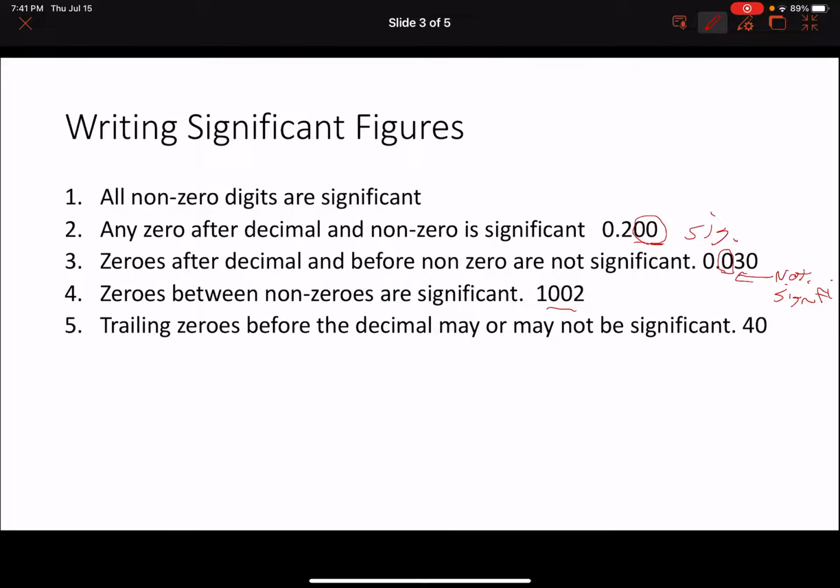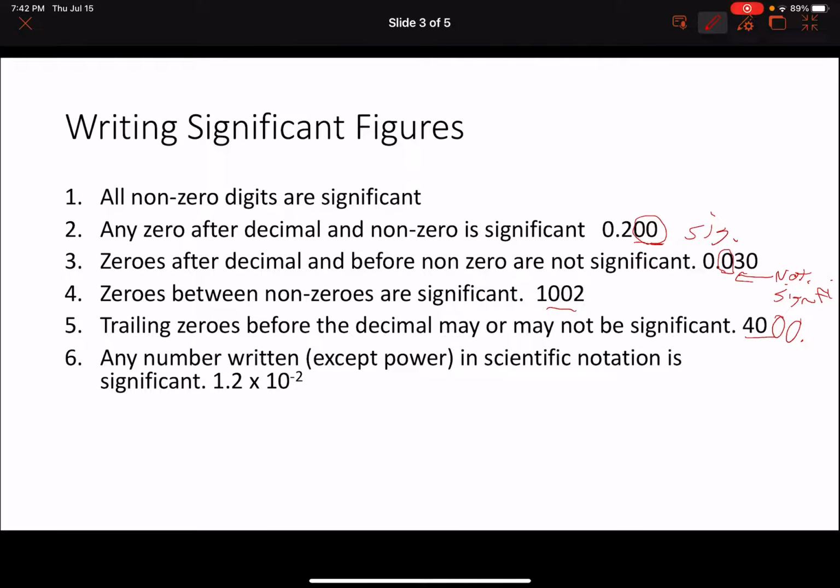Trailing zeros before a decimal may or may not be significant. So if we have something like 40, or 4,000, it could indicate that we have 1 significant digit. It could be that 2 of them are significant. It could be 3. Here we have to have some other information. It is not unique. Sometimes you'll see where you have to write the decimal to indicate that they're significant. But that's very difficult to write, to signify that only 3 of them would be significant in a 4,000 measurement. So this is not a universal rule. Here you have to kind of guess, if you will.